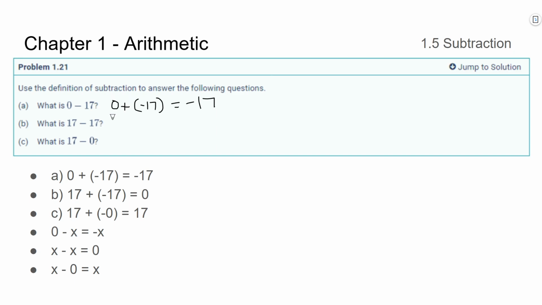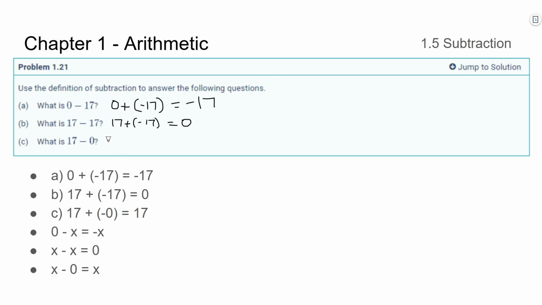Okay, so this next one, again, we're going to convert it to addition. So we have 17. Now convert the subtraction to addition. What do we add? We add the negation, negative 17. Again, this is the definition of what negation is. If you have a number and you add its negation, you get 0 back.